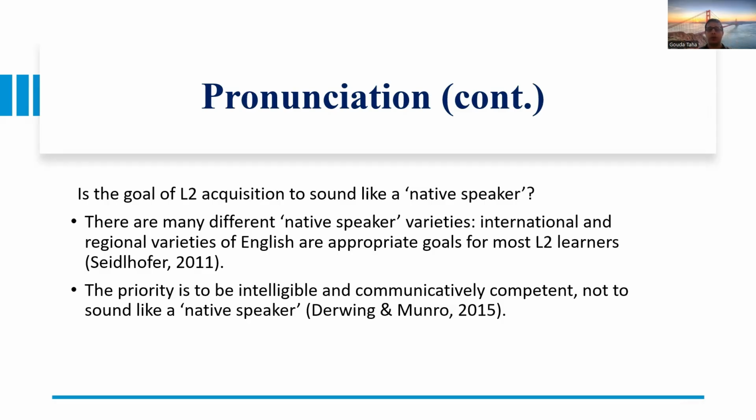Even nowadays, in today's world, we don't have one English. We have Englishes. We're having American English, British English, Australian English, South African English, maybe Canadian English. So we're having international and regional varieties of English that are appropriate for second language learners to model. And the priority is to be intelligible and communicatively competent, not to sound like a native speaker. As long as you're making sense, as long as you're being understood, you are a good second language learner.